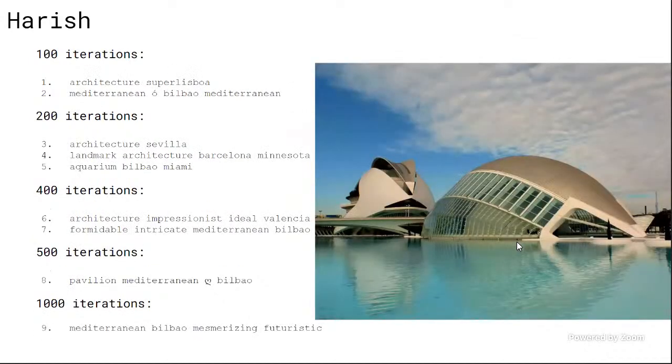Next. Yeah, so here for the Valencia one that I did, it went with the word Bilbao. So it went around everything in Spain. It said Bilbao, it said Seville, and then it went to Valencia, and then it came to Mediterranean, Pavilion Mediterranean, and then it said Mediterranean, Bilbao, mesmerizing, futuristic. Although it had more captions saying Bilbao than Valencia. So it gauges that it is in Spain or something, but it didn't give that precisely.